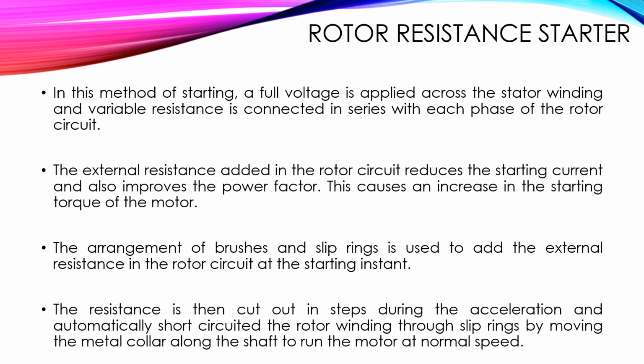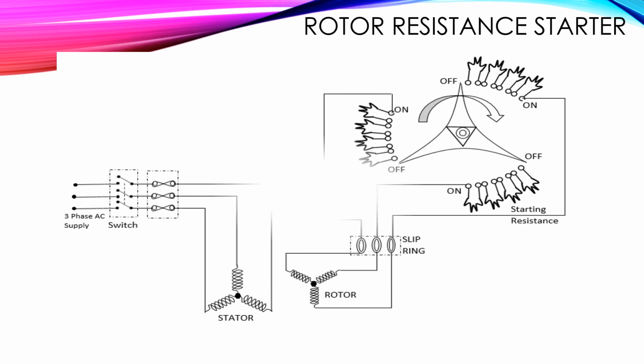The resistance is then cut out in steps during the acceleration, and the rotor winding is automatically short-circuited through slip rings by moving the collar along the shaft to run the motor at normal speed. Using this diagram, it is easily clear that the stator winding is directly connected to the supply and the rotor winding is connected to this variable resistance using the slip rings and brush arrangement.